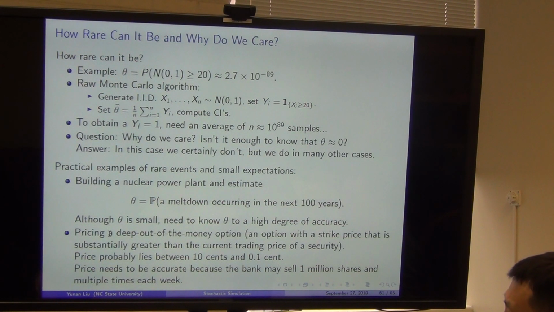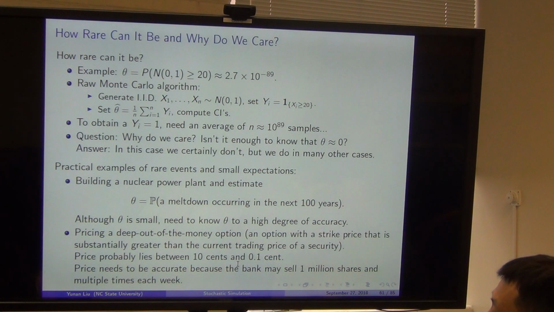Another example, in financial engineering: suppose you're pricing a deep out of the money option. You don't have to worry about what kind of option we're talking about. Just say an option with a strike price substantially greater than the current trading price, so the price of the option is small, on the order of cents. This option is really cheap because it's unlikely that you can exercise it. The strike price is too high, so it's unlikely for the market price to beat the strike price. So the price can be cents, such as 0.1 cent, 0.15 cents, or 0.2 cents. Why do we care? Because the bank may be able to sell a large number of shares, so the bank needs to be accurate about the price, because many shares will be sold.